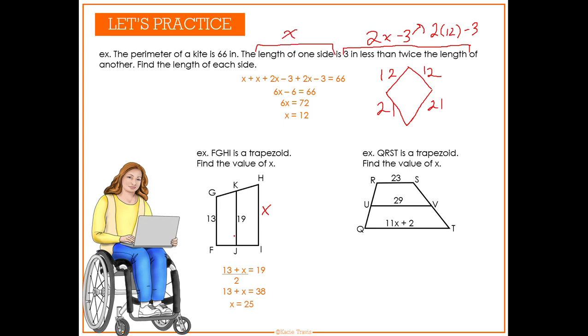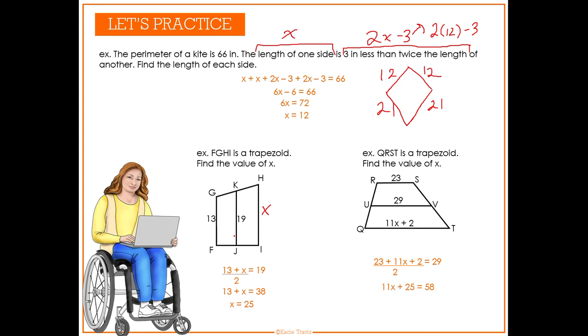Same type of deal is going to happen for our next one. They gave me a mid segment and a little bit more algebra for this one. So we got our bases added together. 23 plus 11x plus 2 is equal to 29. I got to deal with that too, the same way I did with the last one. So I'm going to multiply it to the other side, giving me 58.